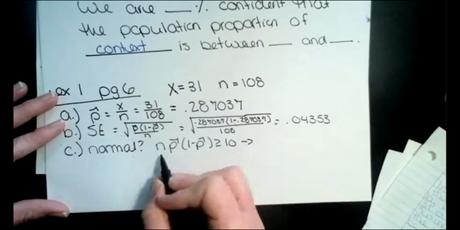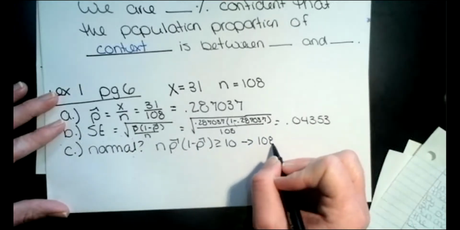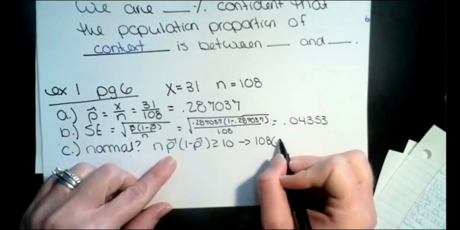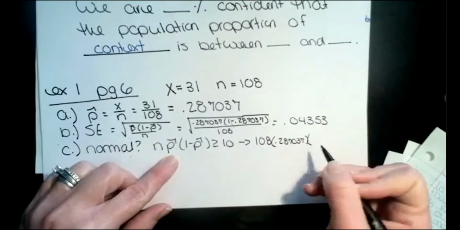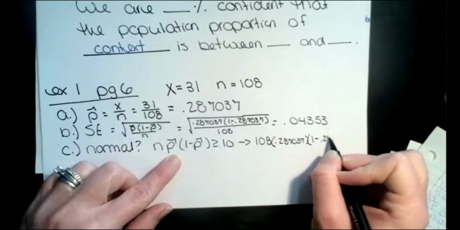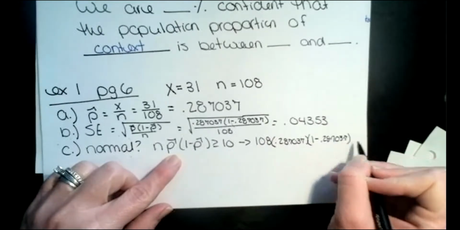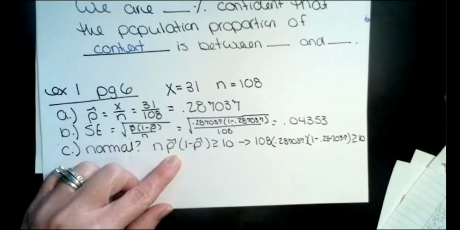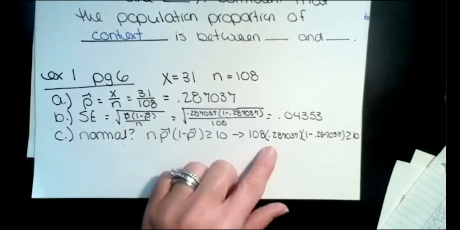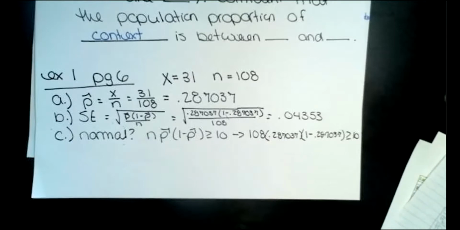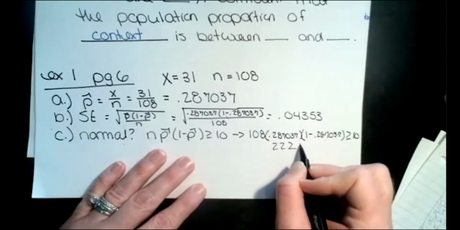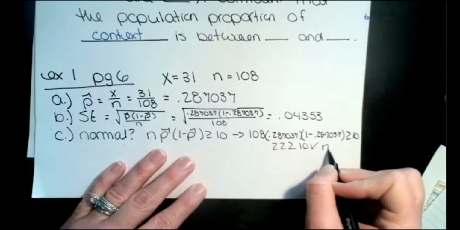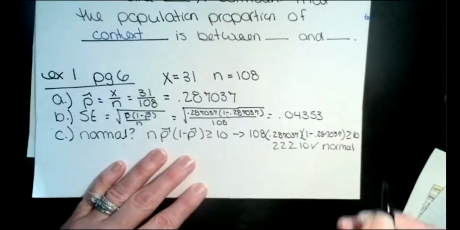So from here, n is 108, my p-hat is 0.287037, and 1 minus 0.287037. So I'm trying not to round too much, so I get a more accurate answer, I should say. And this comes out to be 22. Yes, that's greater than or equal to 10. So I'm going to say, yes, it's normal. So I just do like a check mark.